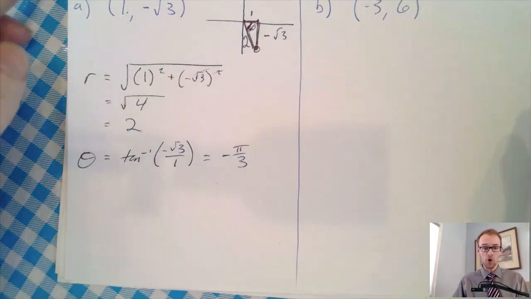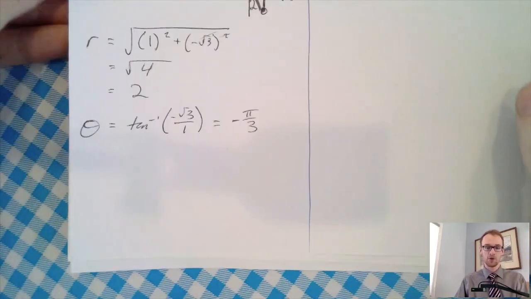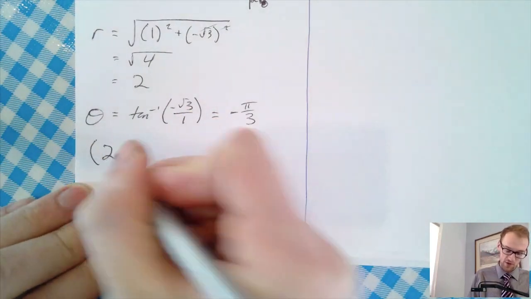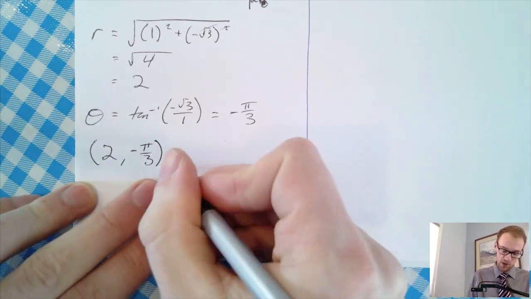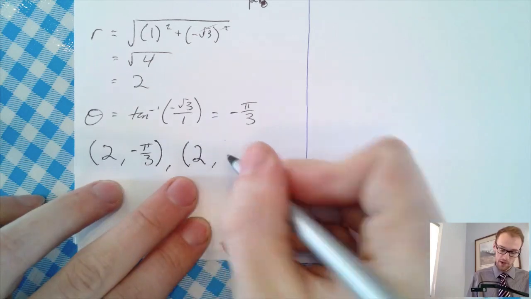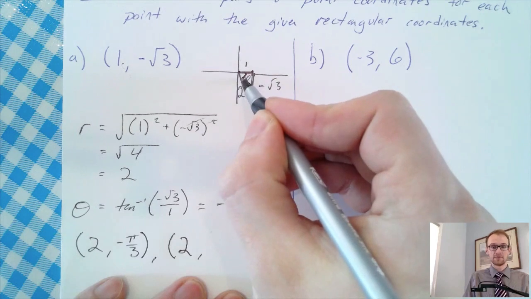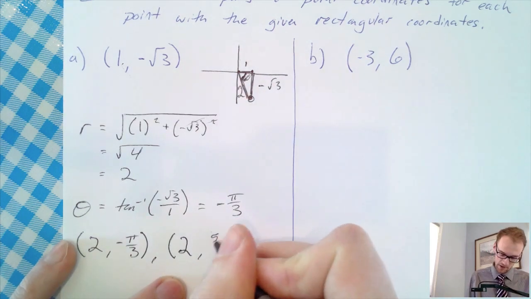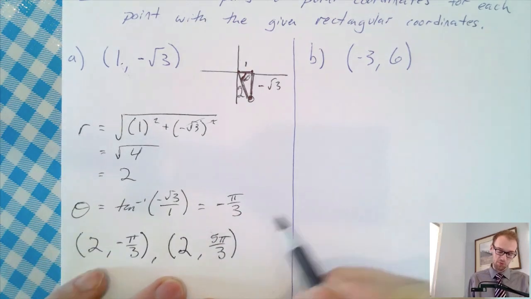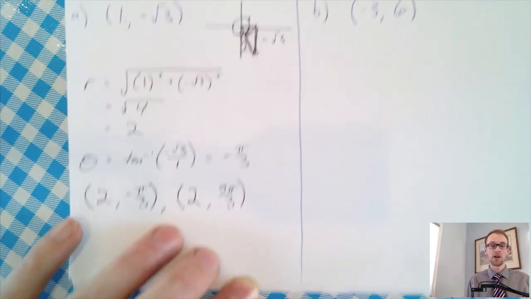Okay, so let's write our answers. We're supposed to give 2 pairs of answers, right? The first one is with a radius of 2 and an angle of negative pi over 3. What would be another one with a radius of 2? Well, I could do negative pi over 3 plus 360 degrees. So that's 6 pi over 3 minus pi over 3, which is 5 pi over 3. Negative pi over 3 plus 2 pi, we'd end up at 5 pi over 3. That's that angle there. So that's one pair.